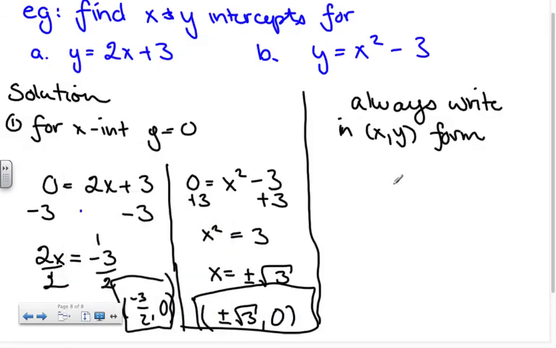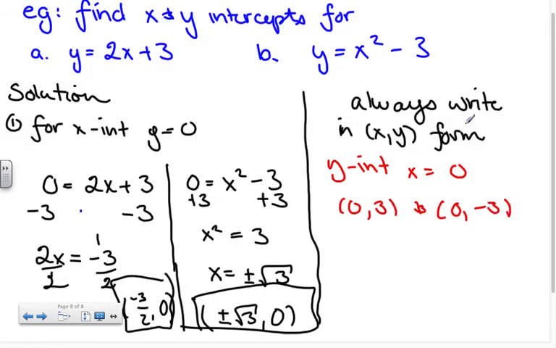And then for the y-intercepts, x equals 0. So if that isn't obvious, plug in 0, you get the point 0, 3, and 0, negative 3 for the other graph. So that's how we get the x and y intercepts. We just plug in our 0 to each one, and then we get the points. Everybody got it? Hopefully so.